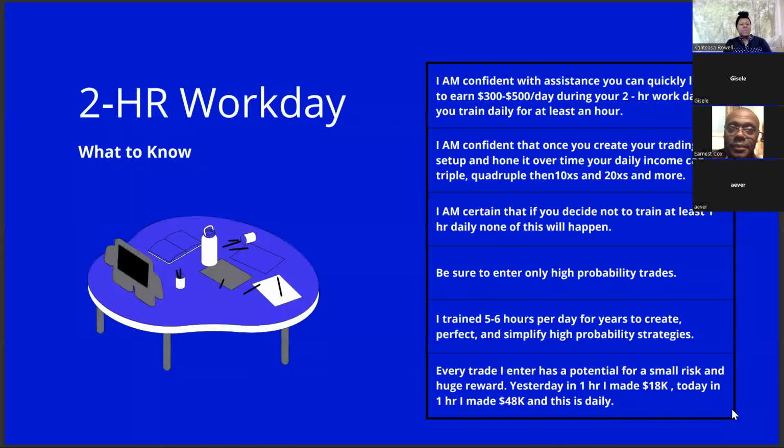A 2-hour workday. If you are looking to eventually move to this 2-hour workday that I have become so very comfortable with, I'm confident that with assistance, you can quickly learn to earn $300 to $500 per day during your 2-hour workday if you train daily, meaning studying candle patterns, studying your charts for at least 1 hour per day.